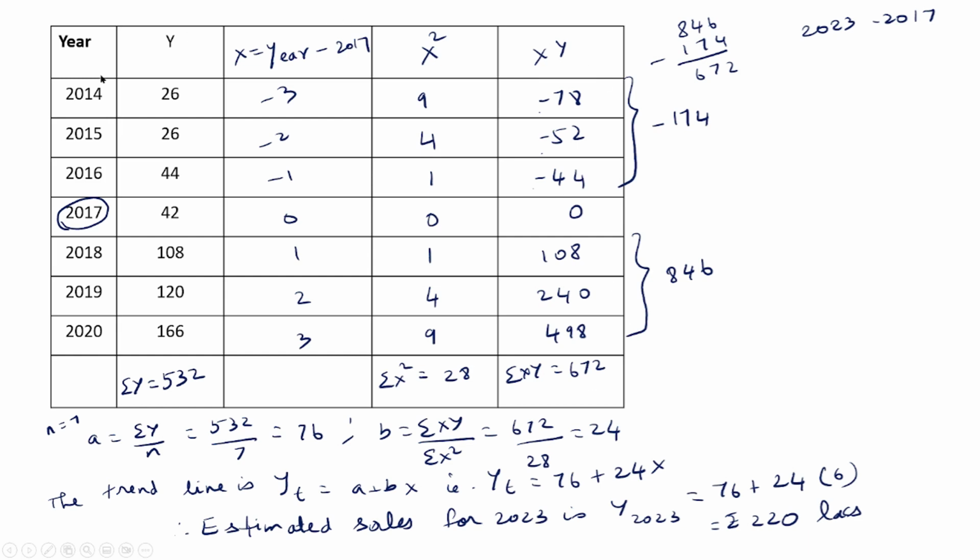So here drawing this table and finding all these values carries 1 mark. Then finding the value of A and B and the equation of trend line carries 1 mark, and finding the estimated sales carries 1 mark. A total of 3 marks for this question.